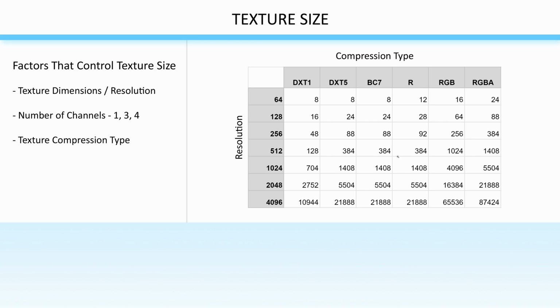The data in the table is expressed in kilobytes, and since there are about 1,000 kilobytes in a megabyte, if you add in a decimal 3 digits from the right, you get the approximate number of megabytes. So for example, a 4096 texture using DXT1 compression takes up right around 11 megabytes. All right, so what are some key takeaways that we can learn from looking at the data in this table?